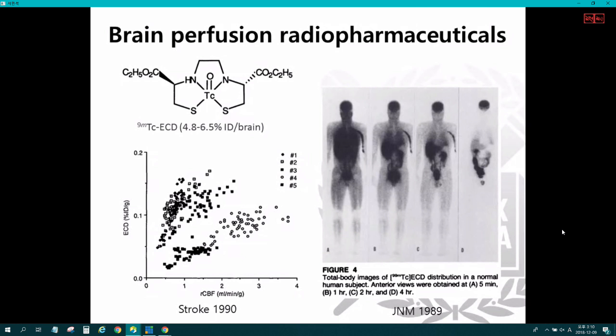So we say the critical organ of ECD is the gallbladder or intestine or colon. Why? Because the residence time is long. Small bowel is fast. Okay? And here they have measured regional CBF using water or others, and ECD uptake, percent ID per gram, and they could report back in this time. That's the reason why we can use ECD.